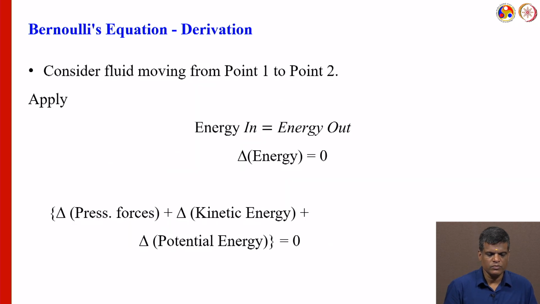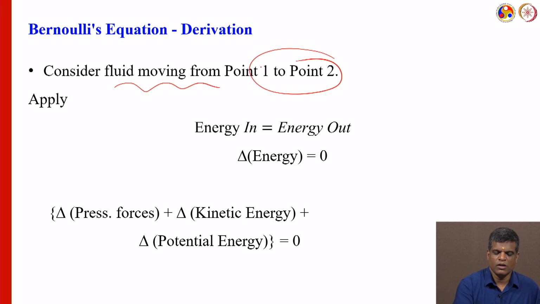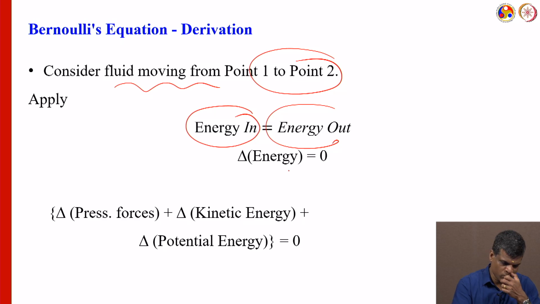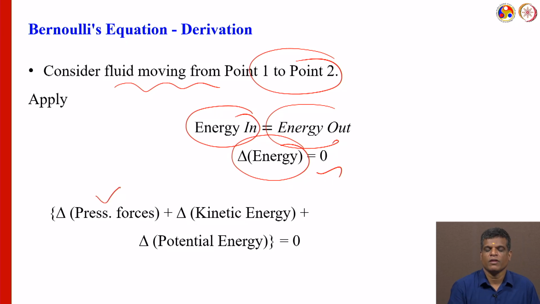So, consider the fluid moving from point 1 to point 2, the energy in equals the energy out. If you add these together, the delta energy should be 0. Here three types of energy are there: the pressure force, the kinetic energy, and the potential energy. All three together give us 0.